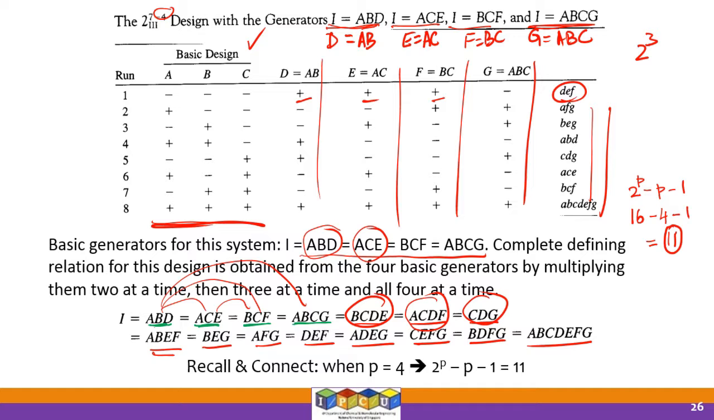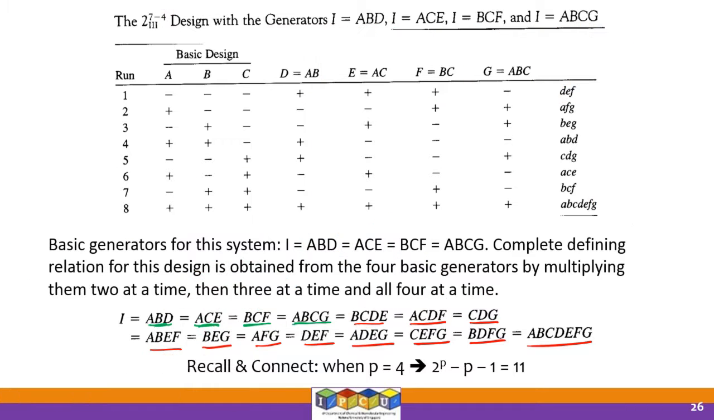All right. And then you take ACE and multiply it with ABCG. So you're doing this. So you're going to get A squared BC squared EG, which is going to be BEG, which is what you see here. So likewise, you proceed. And then you take BCF and multiply it with ABCG, you will get AFG, which is what is shown here. And then you're done with taking two of these and multiplying them with each other.